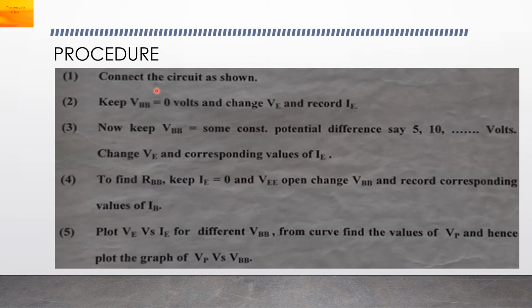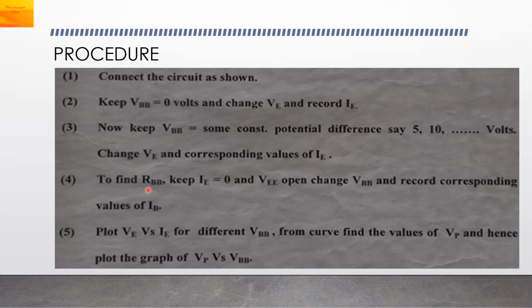Procedure: connect the circuit as shown. Keep VBB equal to 0 volts first, then change VE and record IE. Now keep VBB at some constant potential difference, say 4 volts, 8 volts, or 5 volts, 10 volts. Then change VE and note the corresponding values of IE.